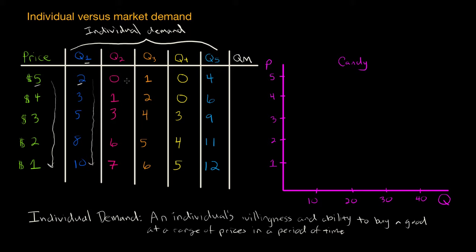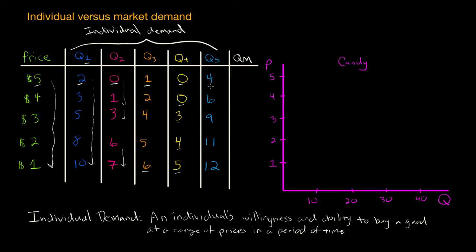Individual 2 likewise demonstrates the law of demand. At high prices, this individual actually demands no candy, but as the price falls, she starts to demand greater quantities of candy, up to a quantity of 7 pieces of candy at a price of $1. Individual 3 once again demonstrates the law of demand. At high prices, very low quantities of candy are demanded, but at low prices, a higher quantity is demanded. Individual 4 doesn't demand any candy at the higher prices of $5 and $4, but once again, as the price falls, that individual's quantity of candy demanded increases.